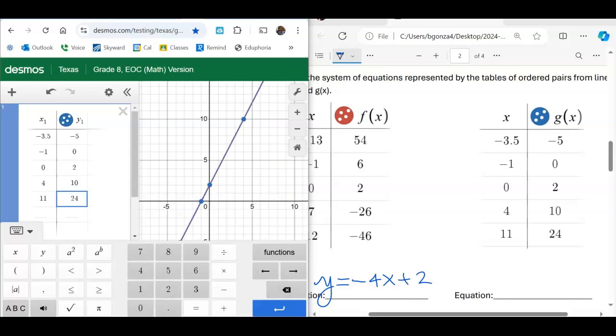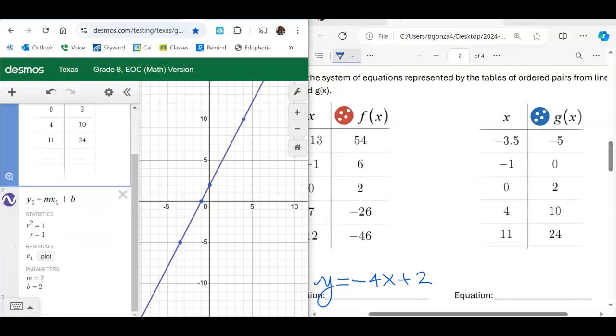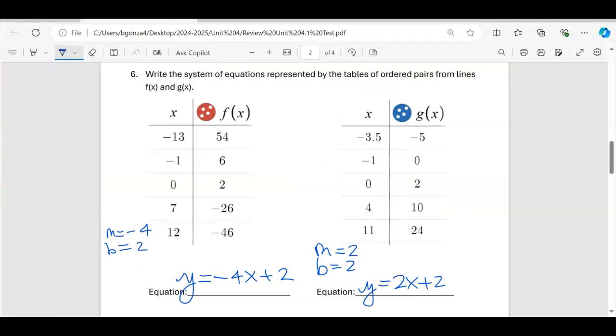All right. So double check, make sure everything matches my table. Everything looks good. So I'm gonna scroll down. My m is 2. My b is 2. So my y is going to equal 2x plus 2. So you should be able to write 2 equations given tables because you can type it into Desmos. And then you're going to do y1 squiggle mx1 plus b. You have to memorize this. y1 squiggle mx1 plus b. Okay? Don't forget.